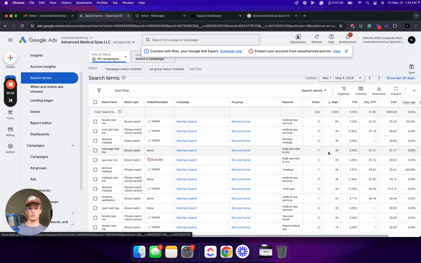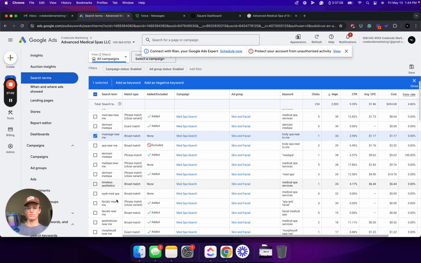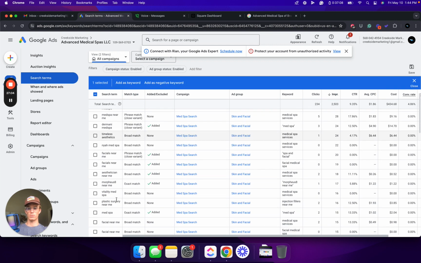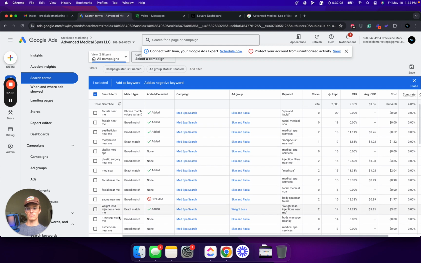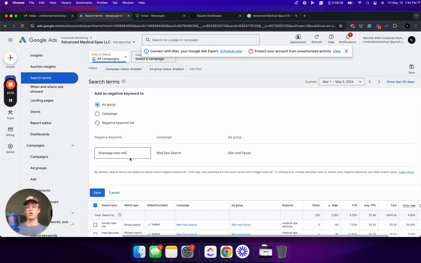This is another one that really doesn't apply that much because it's a med spa. It's not a massage parlor. So we're probably going to want to add this as a negative keyword, because I bet if we look down, massage is going to show up a little bit more. We just really want to get rid of the massage keyword because it doesn't apply to what they do.